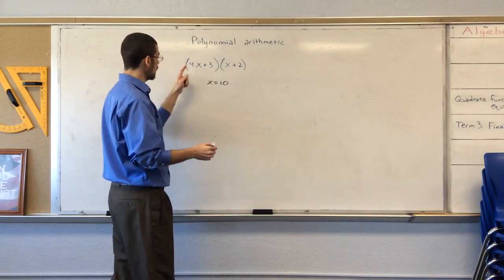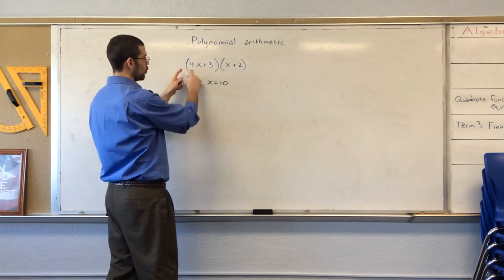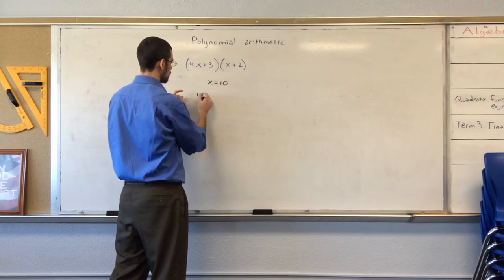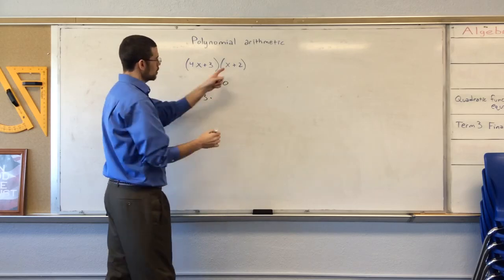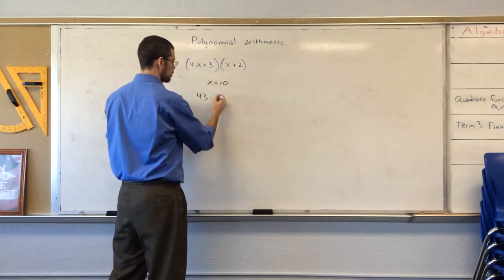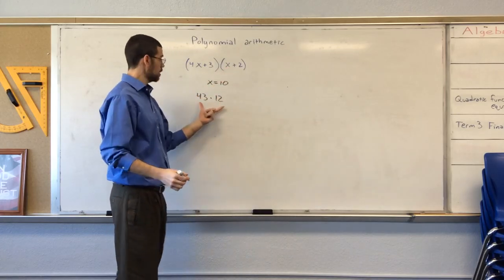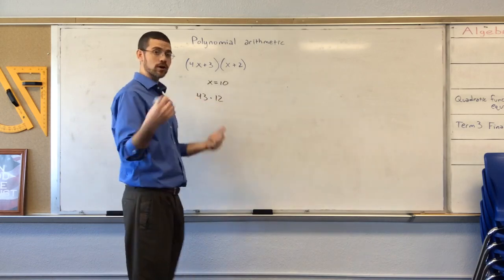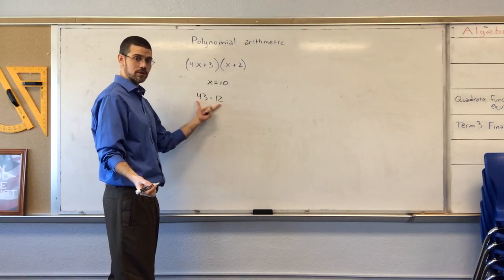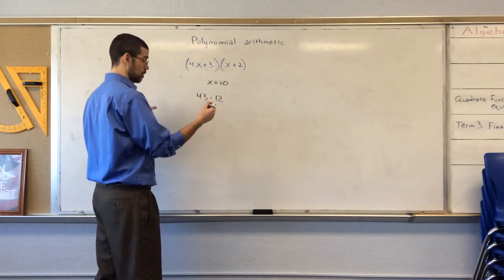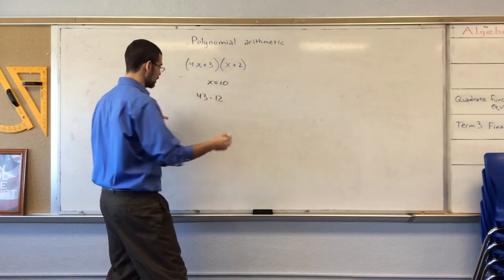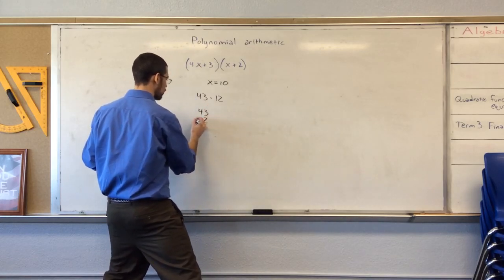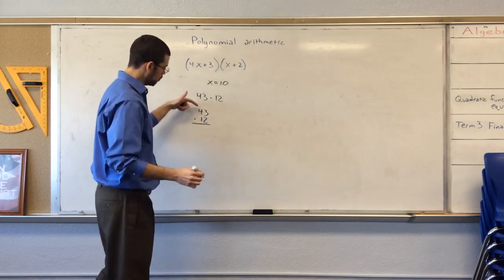If x equals 10, and we substituted that into this original expression, we would have 4 tens plus 3 wholes, which is 43, times 1 ten plus 2 wholes, which is 12. Okay, here's an expression, 43 times 12. If you did it like you're taught traditionally, you would line these up, 43 and 12, in vertical columns, and multiply.